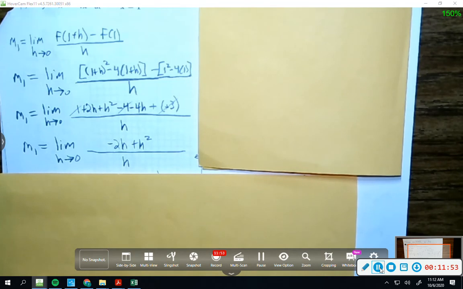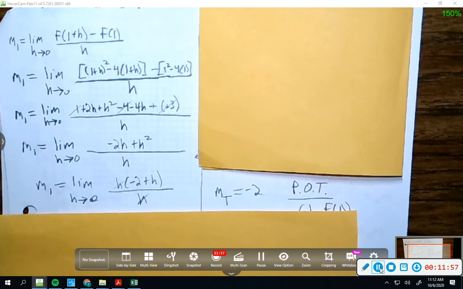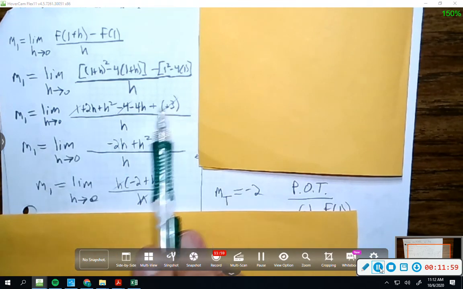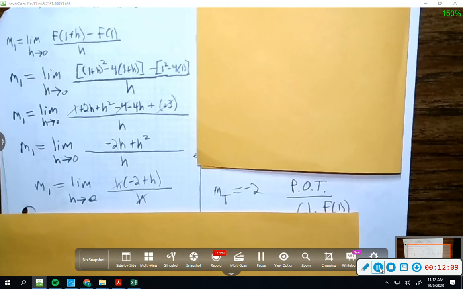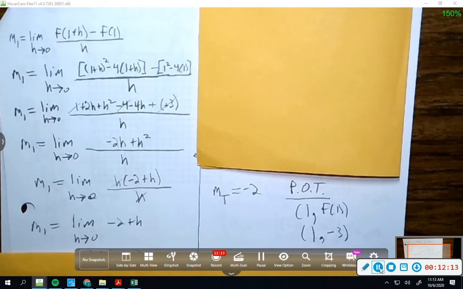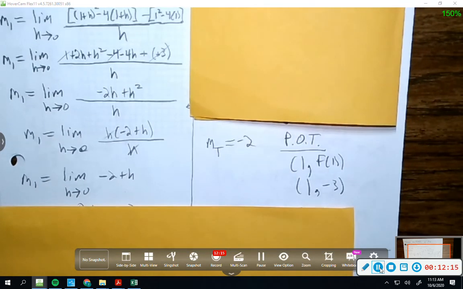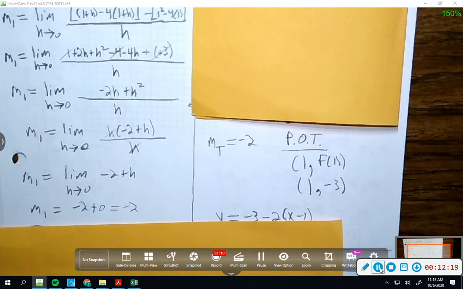So I factor out the common factor of h in the numerator. Remember, we never cancel terms and factors in the same step. You have to factor this h out front and show it being canceled. And now we can take the limit. We plug 0 in for h. When I plug 0 in for h, negative 2 plus 0 is just negative 2. That means the slope at 1 is negative 2.